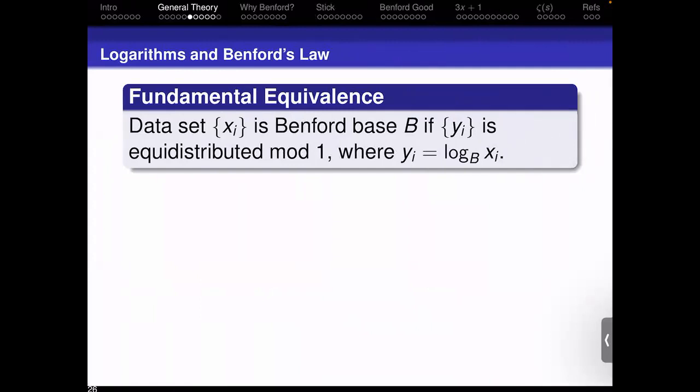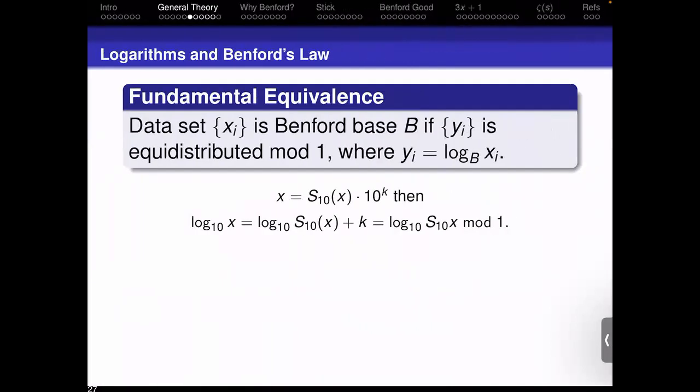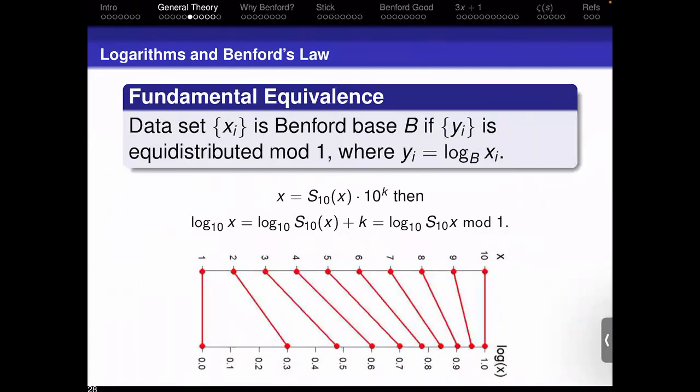So the most common way to try to prove that a data set is Benford is to show that its logarithms are equidistributed mod 1. And so, again, if we just write our number as a significand times 10 to the k, all we have to do is understand the log of the significand base 10, modulo 1. So if we plot the numbers from 1 to 10, and then we plot the logarithms, all the numbers that will have a leading digit of 1, well, when we take the logarithm, that will go from 0 to about 0.3, the log of 2 base 10.